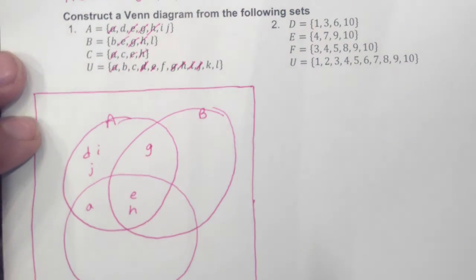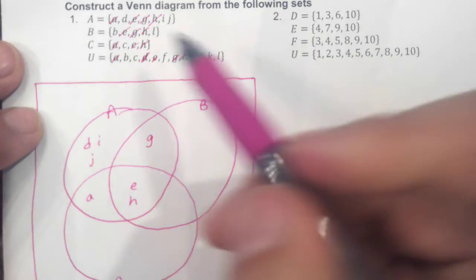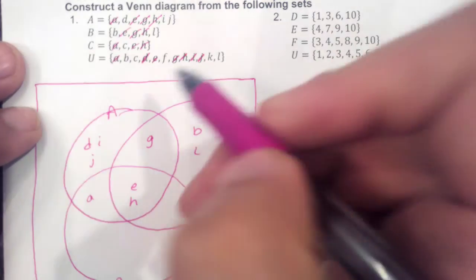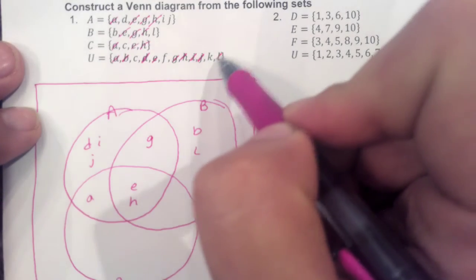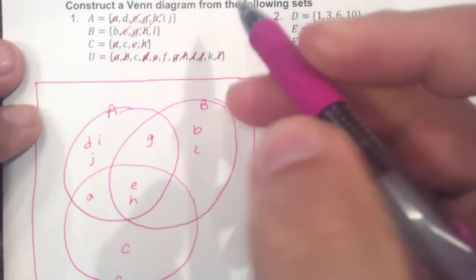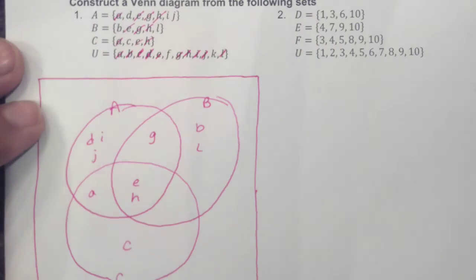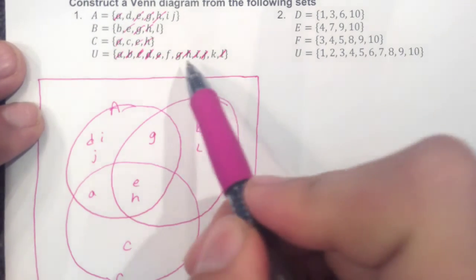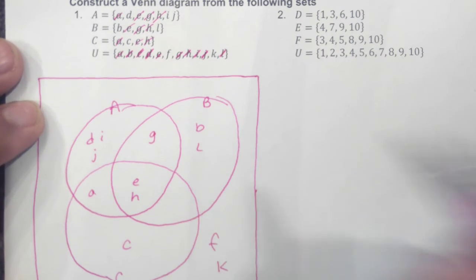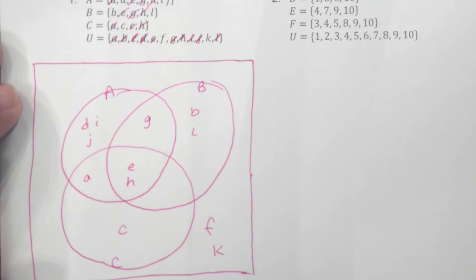I don't really need to cross them out in the A set. In B, the things left over are B and L. Cross them out, B and L. And the thing in C is just lowercase c. Cross it out in the universal set. So that means, remember, the things left over in the universal set need to be down here outside of the circles. So that's how you do that.